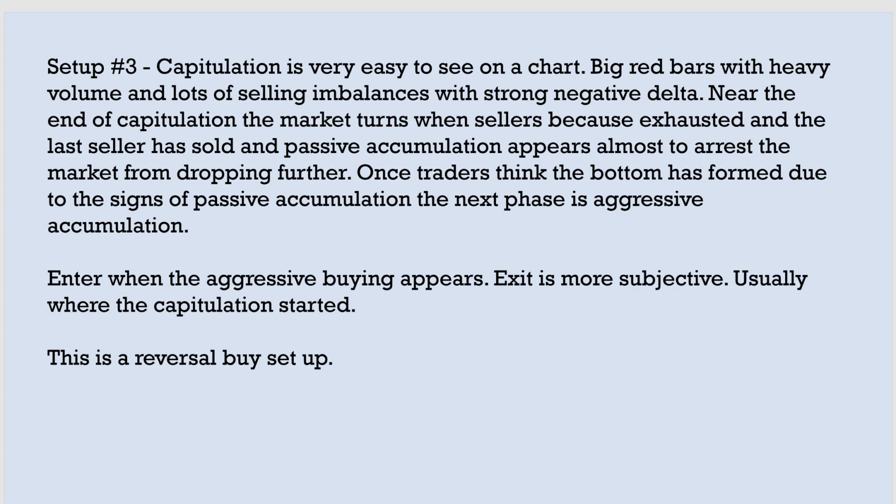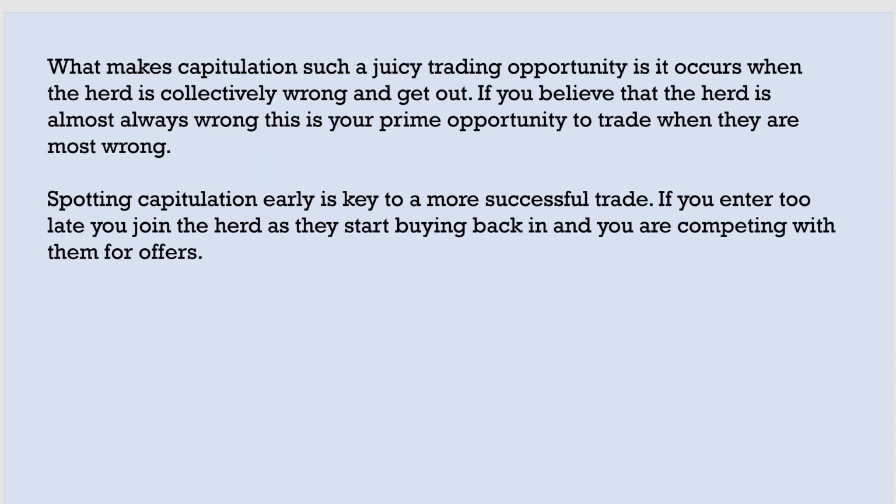Now, the difference between capitulation and dead cat bounce is that with capitulation, the market's not going to drop further. This is where the drop ends. Okay, once traders think the bottom is formed due to signs of passive accumulation, the next phase is aggressive accumulation. And what makes capitulation such a juicy trading opportunity is it occurs when the herd is collectively wrong and gets out. Right?